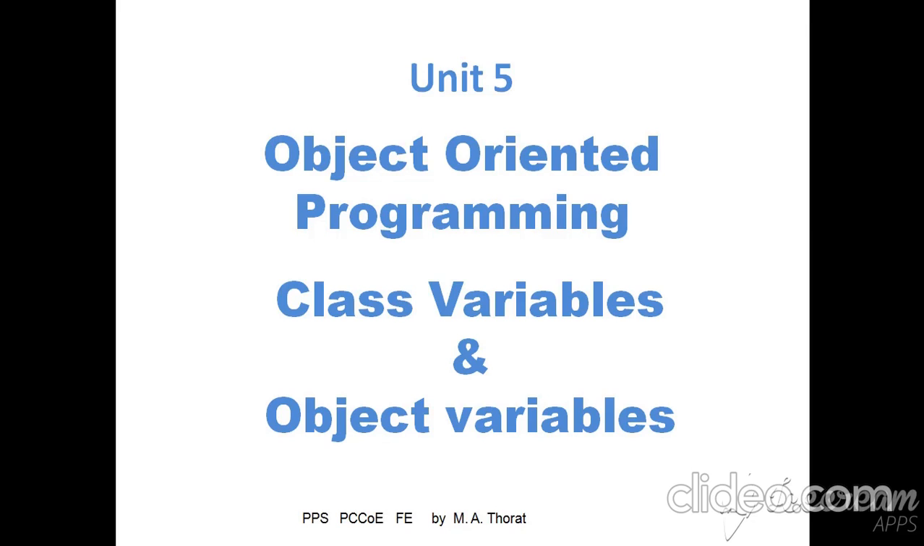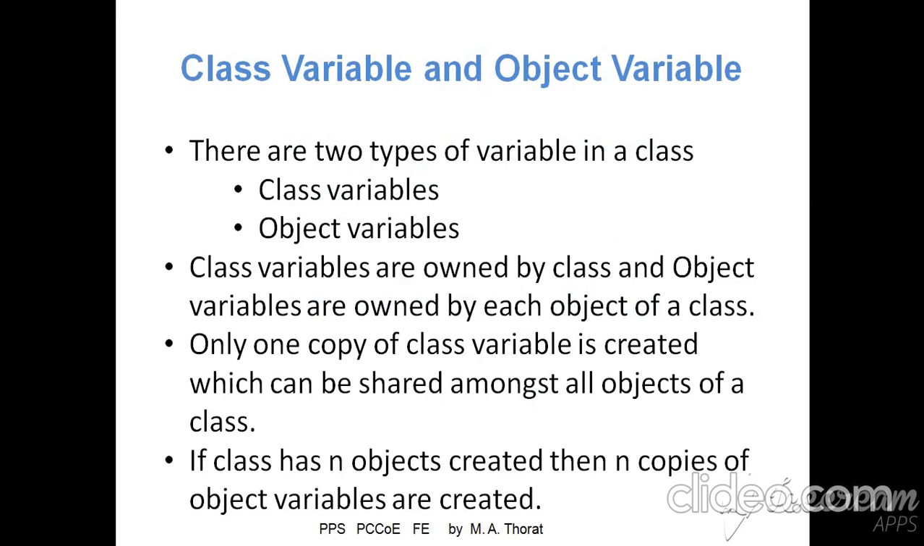Now in this video we'll see what is class variable and object variable. Class variable and object variables both are the types of variables which are used in a class. As the name suggests, class variables are owned by the class and the object variables are owned by each object.